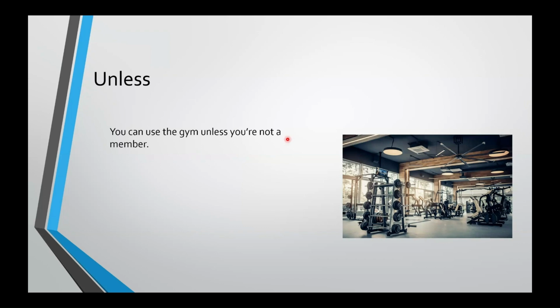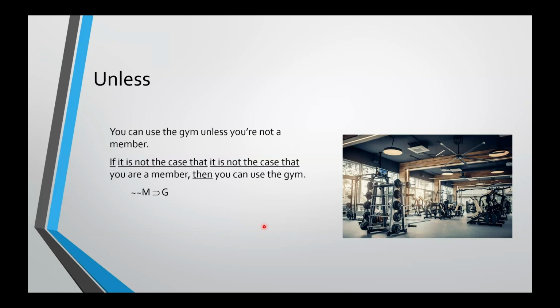So take "you can use the gym unless you're not a member." If you go with the first way that we had of symbolizing it, it's going to be this: if it is not the case that it is not the case that you are a member, then you can use the gym. You have to add a negation when you put it in front of the conditional, and it's already got a negation in it. So you're going to end up with two there. And this is where people very, very frequently mess this up. Typically, they forget to add the negation.